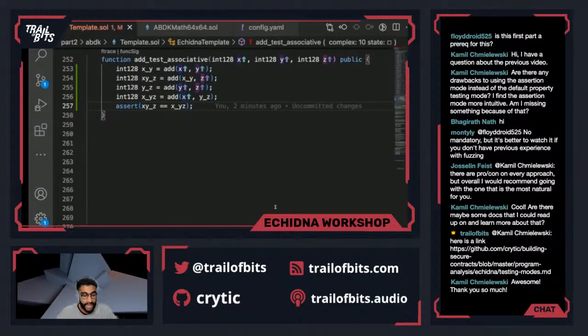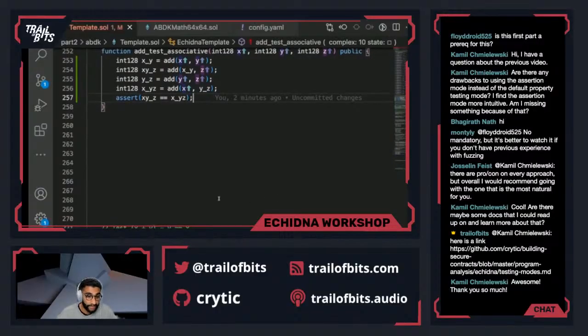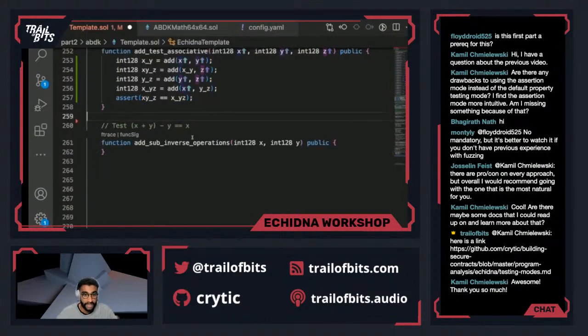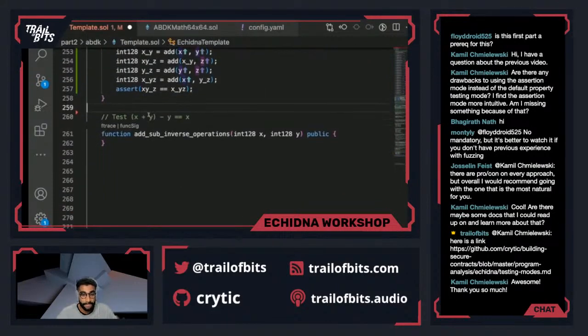Before we do that, I think a good idea would be to test another property of addition. And this time we're going to interweave subtraction into it. So let's do another property together. In this one, we're going to test that adding y and then subtracting y gives you back the original x. So same pattern. Let's honor the order of operations.